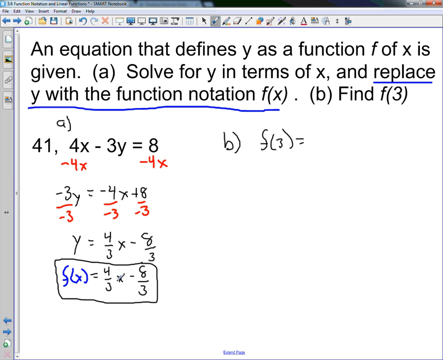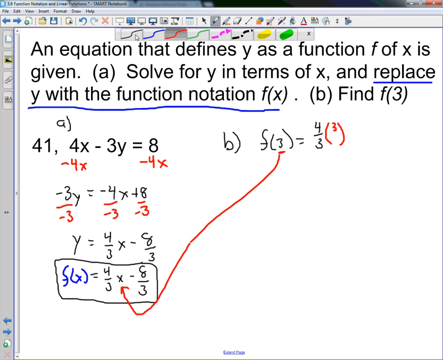Remember, f of 3 means we're plugging in 3 into our function. So I have 4/3 times 3 minus 8/3. So we've taken the 3 and we've plugged it into our problem. From here you have some options. What we're going to eventually have to do is subtract these two fractions. Remember, when you subtract, you want common denominators.